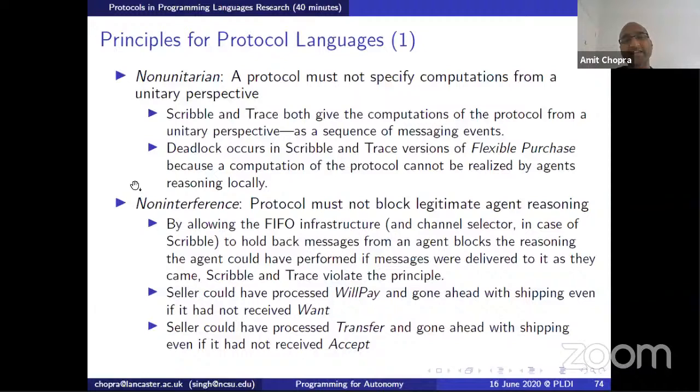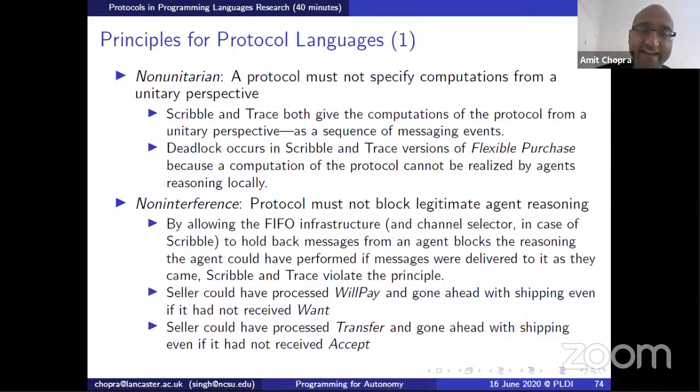So the BSPL, by contrast, does not specify the computations from a unitary perspective. You recall earlier, each agent has its own local state, and the global state of the protocol is this virtual thing. It's never materialized anywhere. It's just a join of the local states of all of the agents in the system. So the state of the protocol is fundamentally in terms of the projections of the agents. So there is no such thing as a global state or a run from any unitary perspective. The non-interference is the idea that a protocol must not block legitimate agent reasoning.